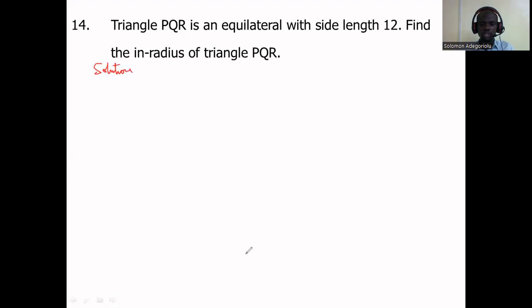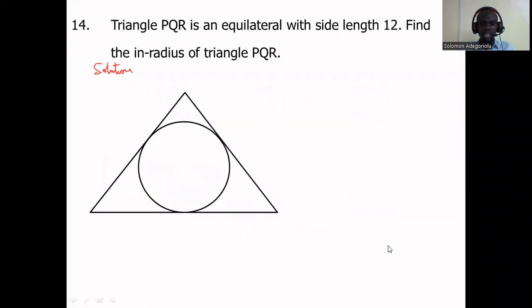For the solution to this question, how do we solve this question? To solve this question, let's take a look at the diagram first. This is the diagram, and we have it to be an equilateral triangle. That means this side is 12, this side is 12, this side is also 12. That is one of the properties of an equilateral triangle, okay?